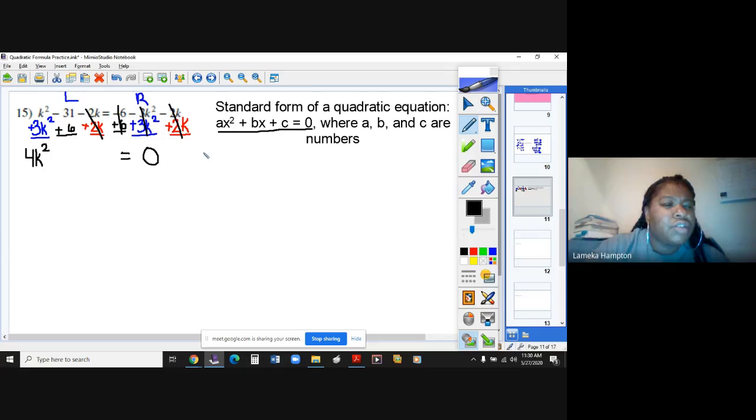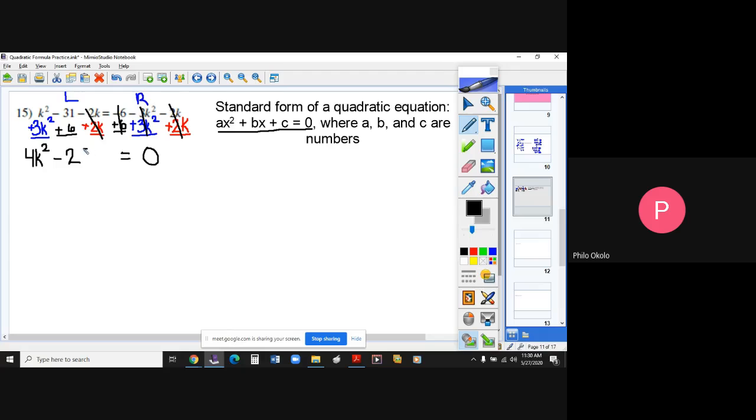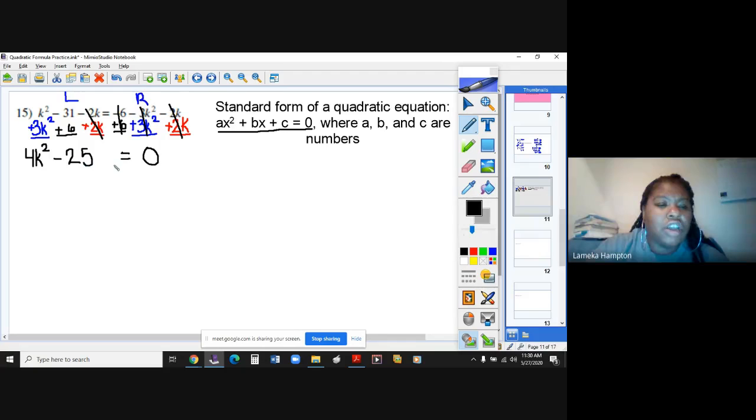Okay. Now I have a negative 31 plus 6. So I'm going to go ahead and just say that's going to give me a negative 25. Okay. So this is my equation that I'm working with.